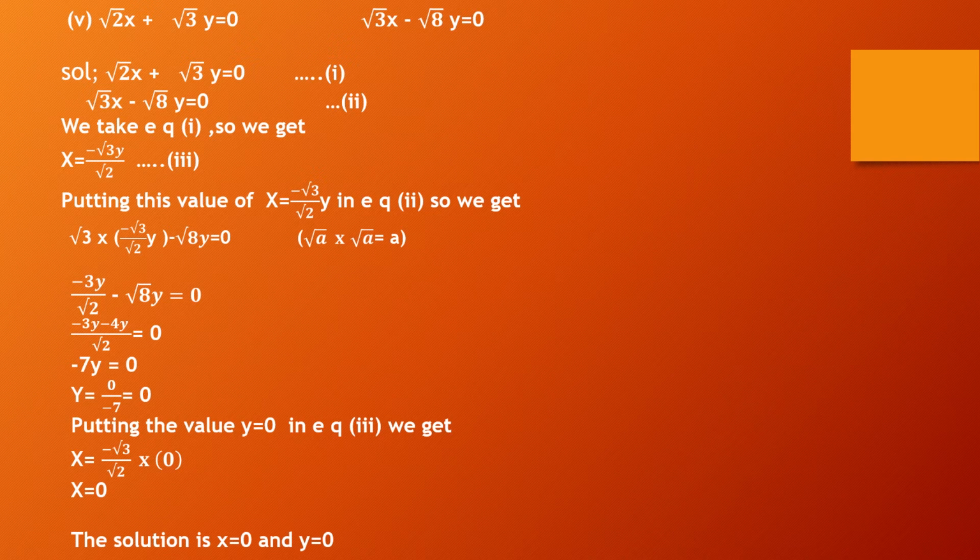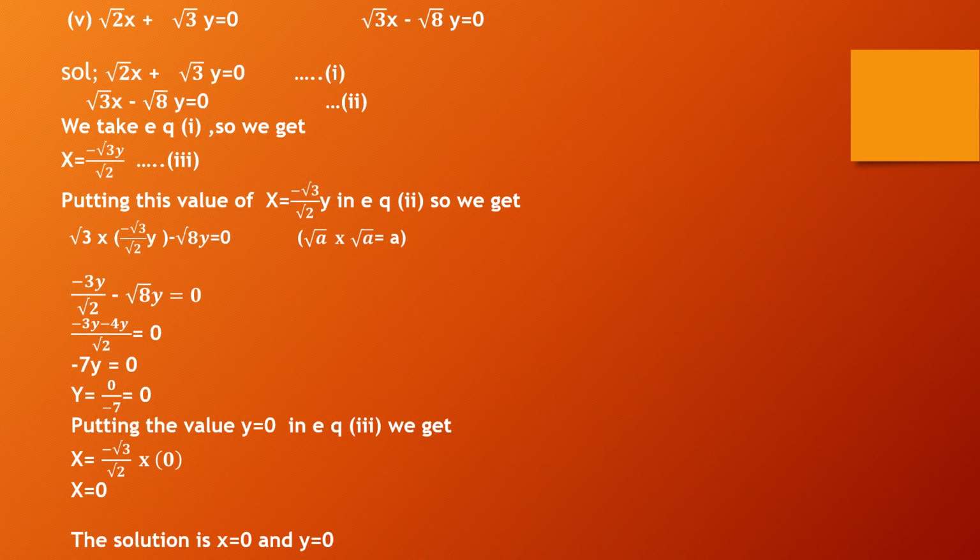On solving, I get minus 3y minus 4y upon root 2 equals 0. On solving, I get minus 7y equals 0. On solving, I get y equals 0 upon minus 7. And finally, I get the value of y equals 0.